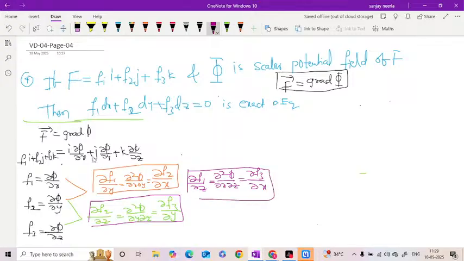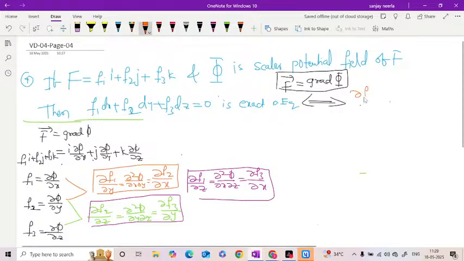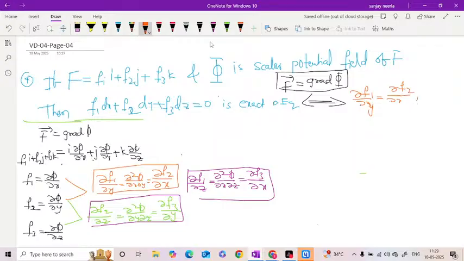That means the conclusion is, if f is the vector point function and pi is the scalar potential of f, then the differential equation is exact if and only if dou f1 by dou y is equal to dou f2 by dou x, dou f2 by dou z is equal to dou f3 by dou y, and dou f1 by dou z is equal to dou f3 by dou x. So this is the necessary and sufficient condition for this differential equation. Okay, so this is the conclusion.